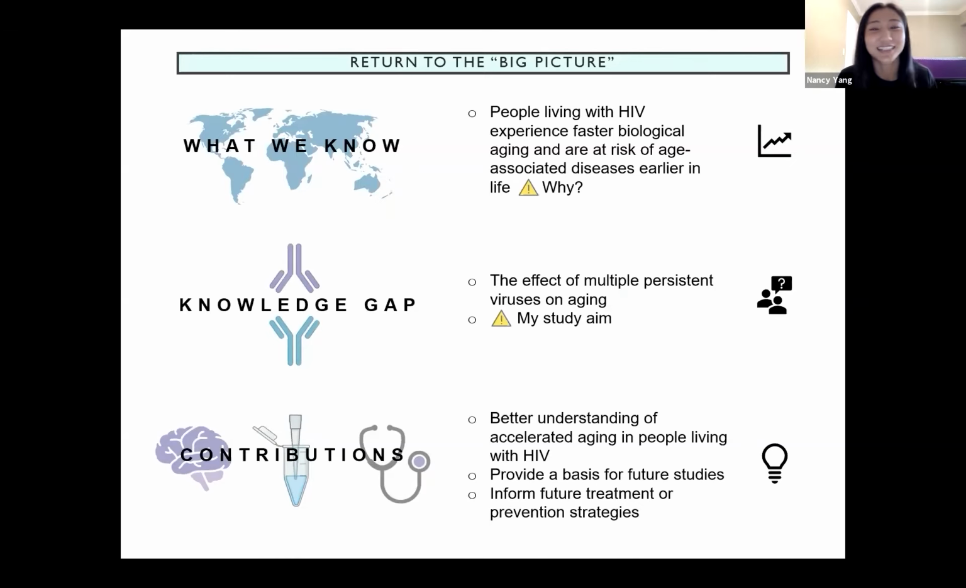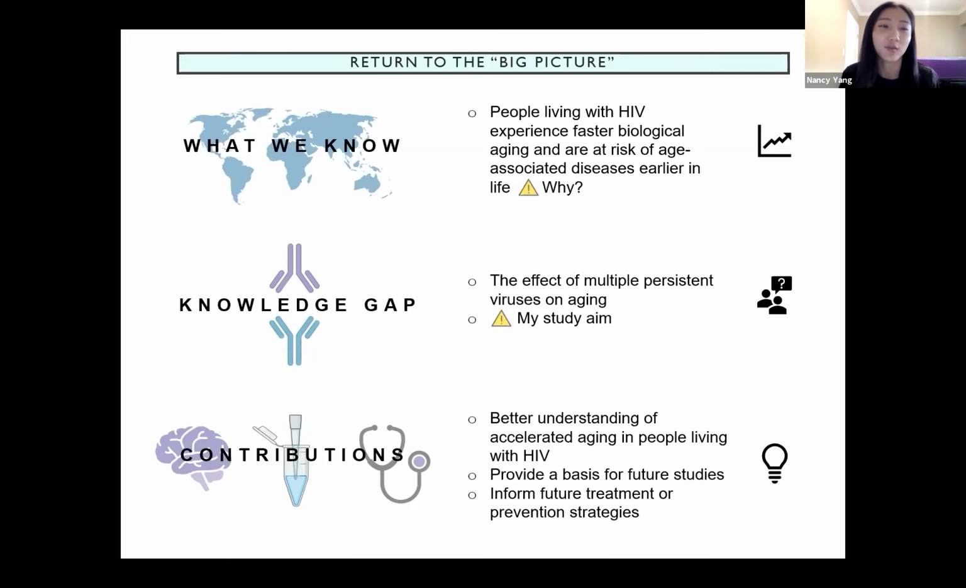Yay, thank you. So after showing a few different representations of the preliminary data we have so far, I just wanted to end with the big picture. Starting at the top, what we know is that people living with HIV experience faster biological aging and are at risk of age-associated diseases earlier in life. But the question is, why does this happen? Next, we encounter the knowledge gap, which is that we don't know the effect of having multiple persistent lifelong infections on aging, especially in people living with HIV. And this is what my study aims to address.